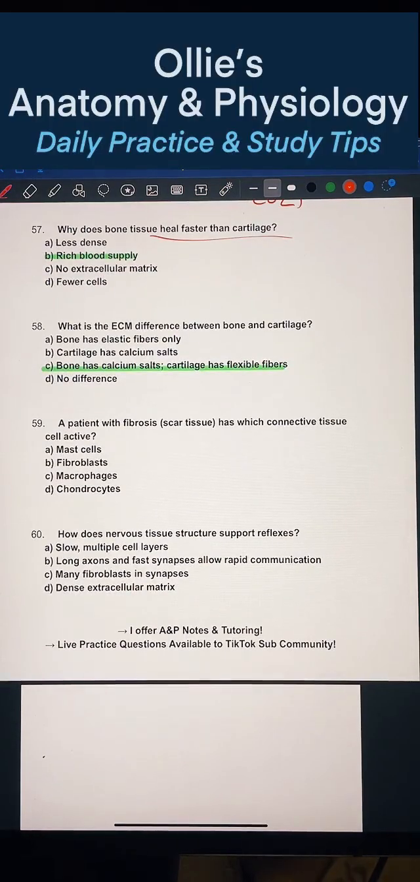Number 59, a patient with fibrosis, which is scar tissue, has which connective tissue cell active? Which one is mainly active, A, B, C, or D?